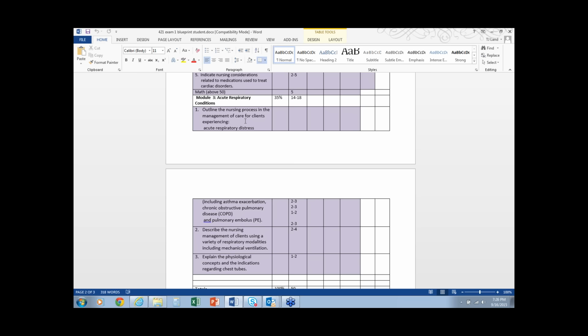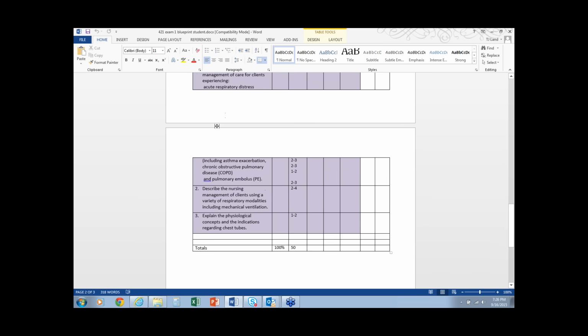So go back and refresh yourself on PE. And then the second one is talking about the nursing management of patients using a variety of modalities which include mechanical ventilation. So be very clear on what's the difference between modes and settings.